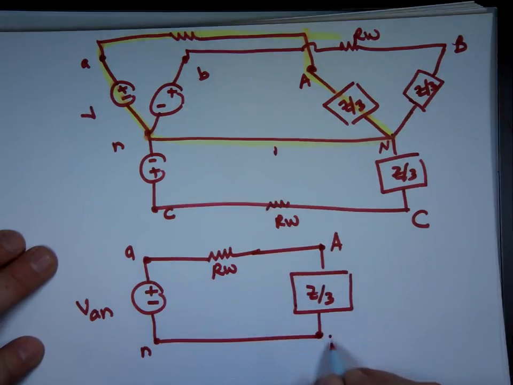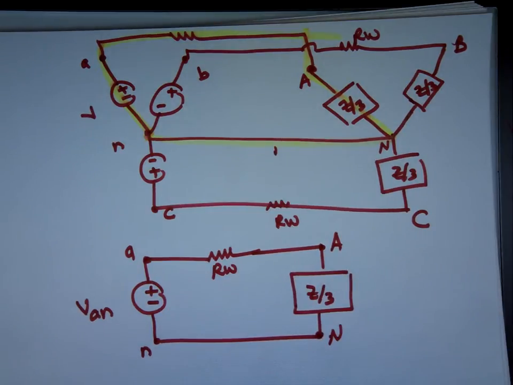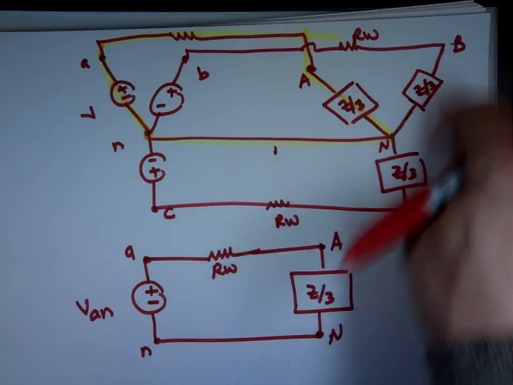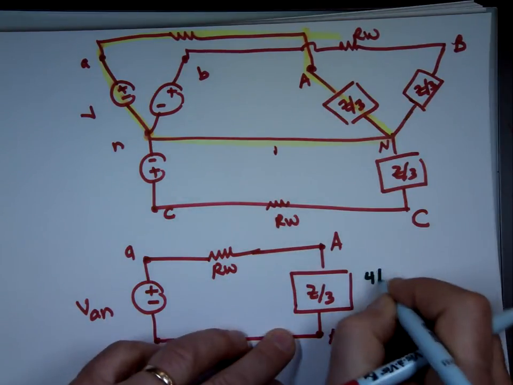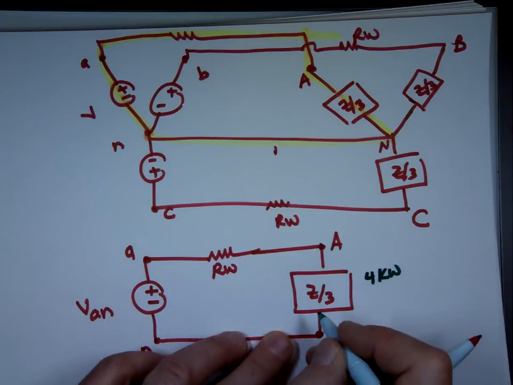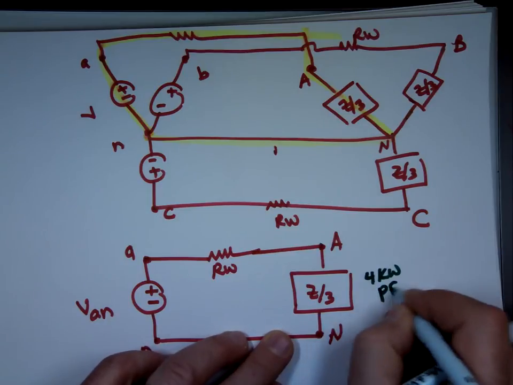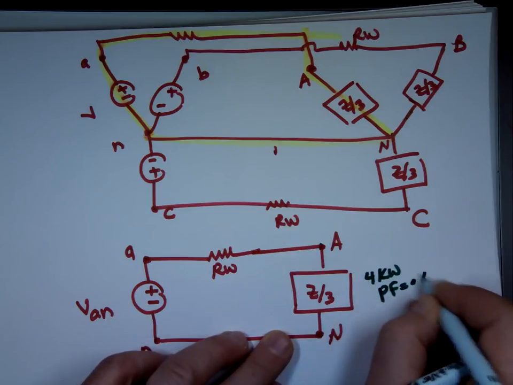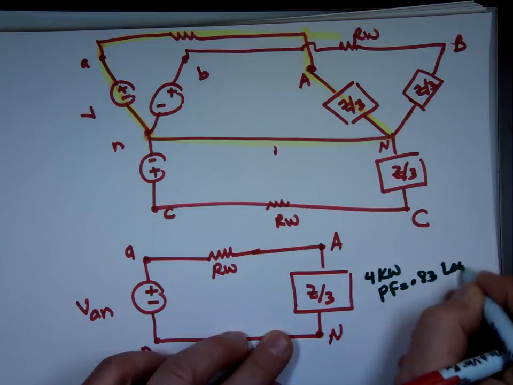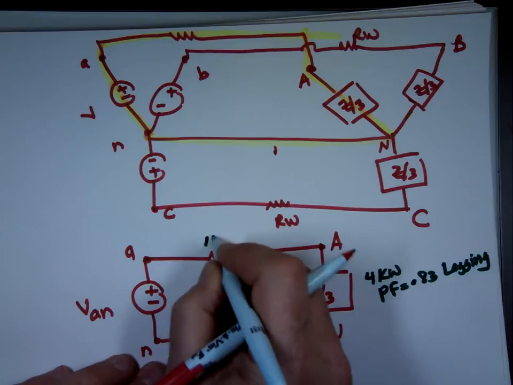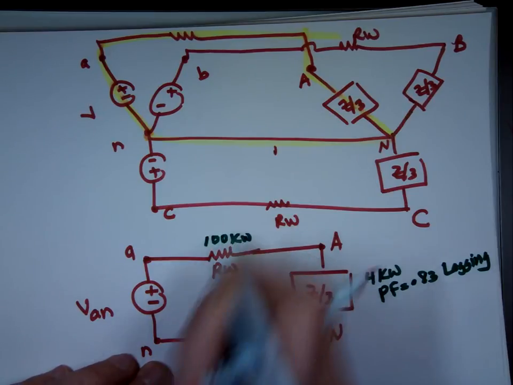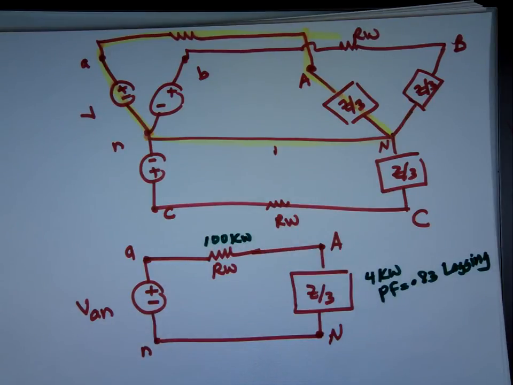Let's see what we know. This is the equivalent of that. This is equivalent of delta. So each one of these is still 4 kilowatts. Power factor equals 0.83 lagging. Each one of these still 100 kilowatts. And the question, can I find what this one is?